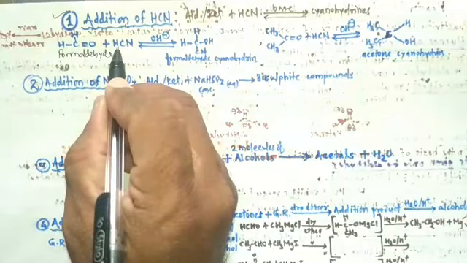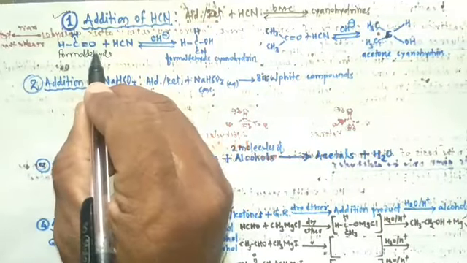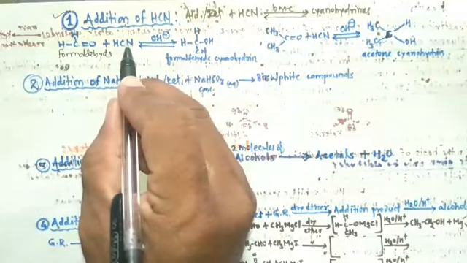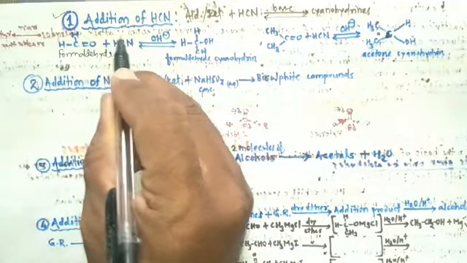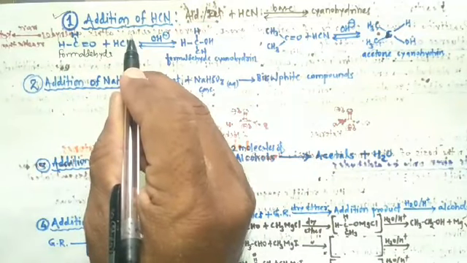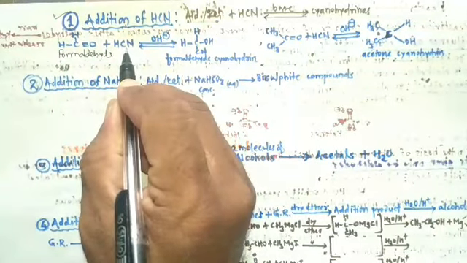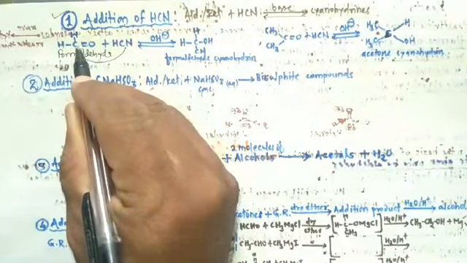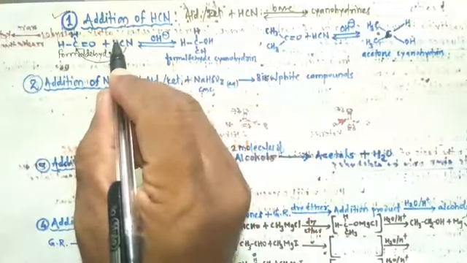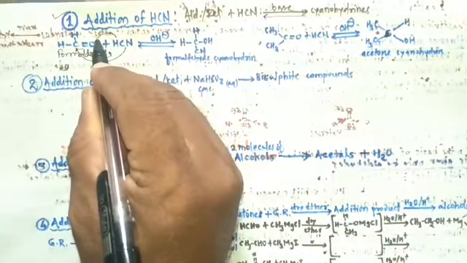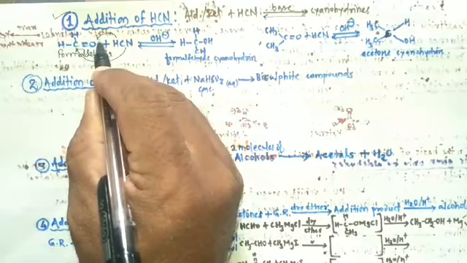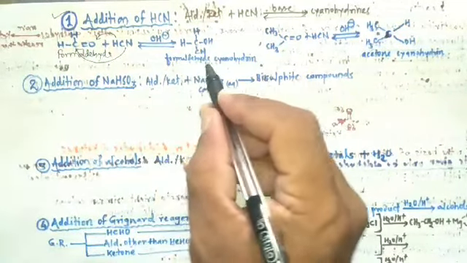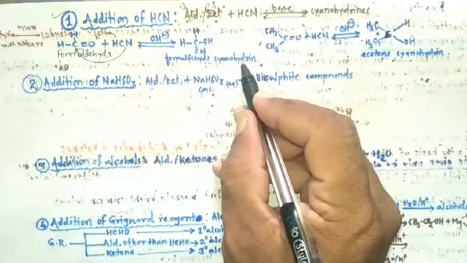When hydrogen cyanide adds to formaldehyde, dissociation of HCN takes place: H having a small positive charge, CN having a small negative charge. This negatively charged cyanide ion attacks the carbonyl carbon, and the H plus ion gets attached to the negatively charged carbonyl oxygen, and thus formaldehyde cyanohydrin is formed.